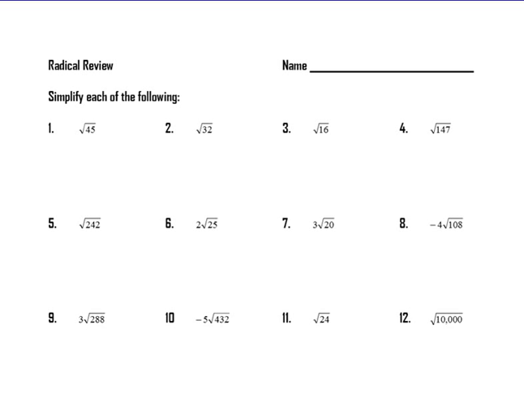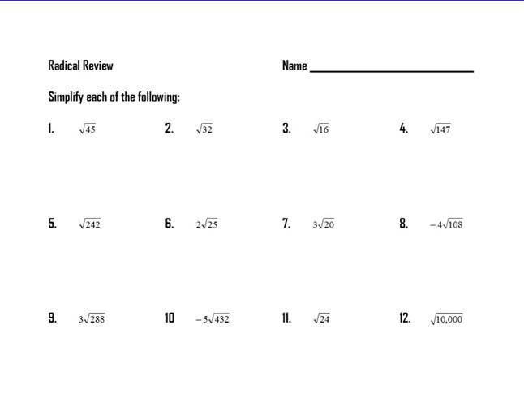So let's take a look at this radical review. It's broken down into the three sections that we've done. We did the simplifying radicals, which then led us into the small change of adding and subtracting radicals, and then the small change of rationalizing the denominators.